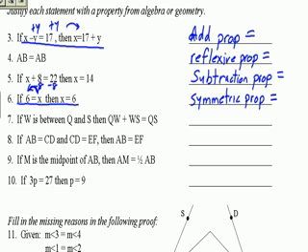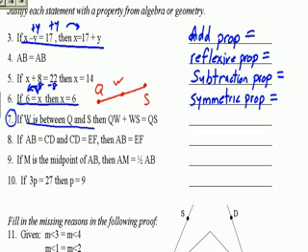The next one, if W is between Q and S, then QW plus WS equals QS. Well, for number 7 here, we need to kind of picture something here because W, Q, and S are going to be points. So if we were to picture this, we would have Q and S, and W is between them, meaning W lies on the line that connects the two.